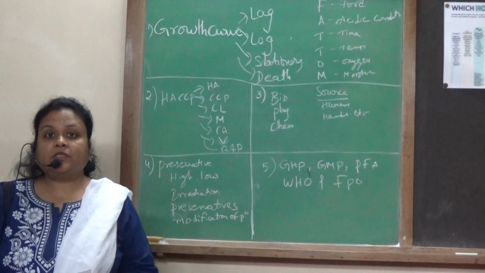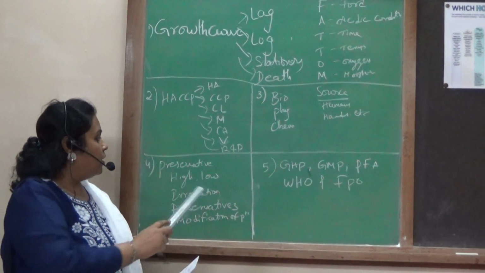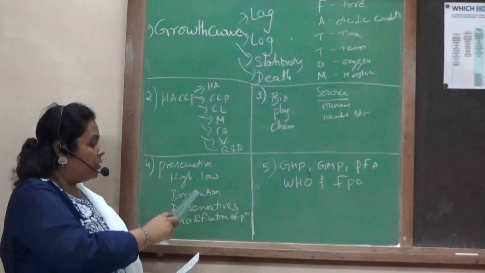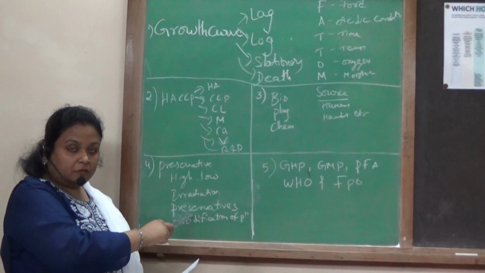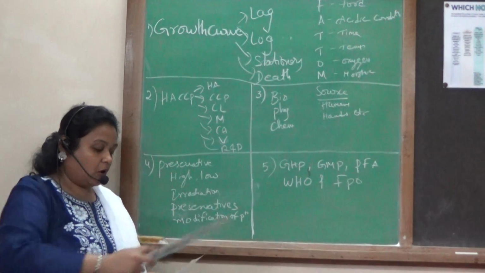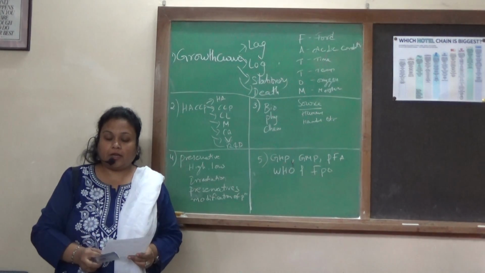When you're talking about preserving food, there are different kinds of preservation methods. Number 1, the high temperature method, then the low temperature method, then the irradiation method, then by using various preservatives, and then by modification of pH. Now for this question you can refer to page number 301 of your textbooks.